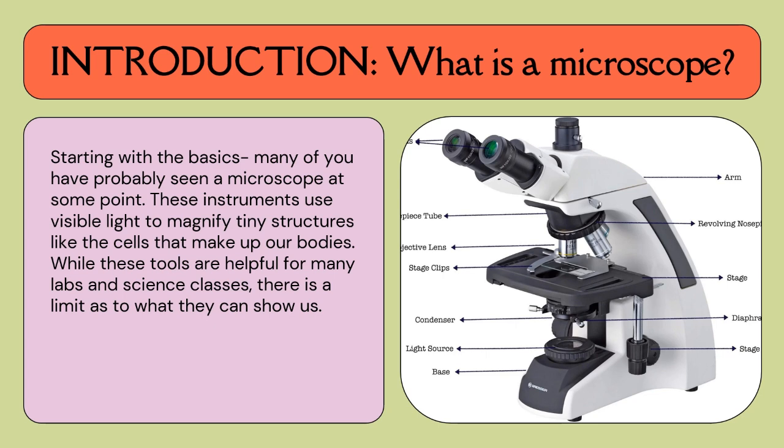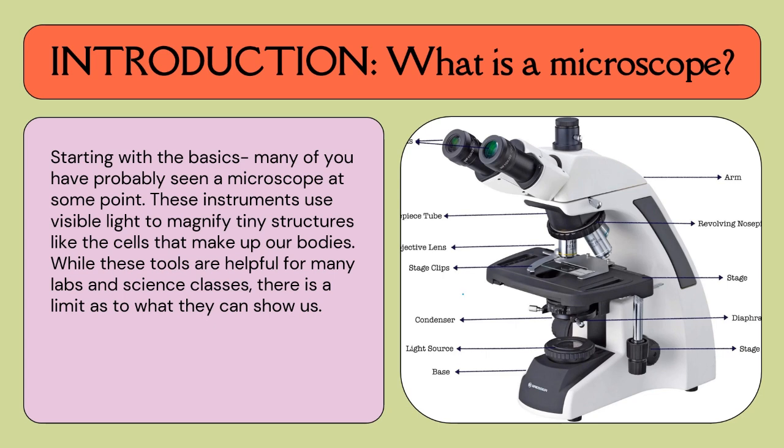So, starting with the basics, many of you have probably seen a microscope at some point. These instruments use visible light to magnify tiny structures like the cells that make up our bodies. While these tools are helpful for many labs and science classes, there is a limit as to what they can show us. The picture of the microscope on the right shows all of the different parts.